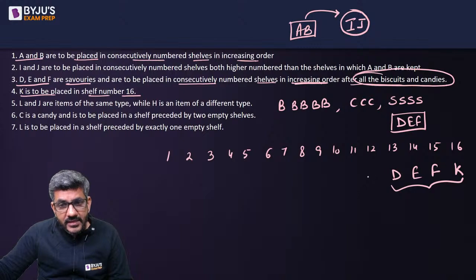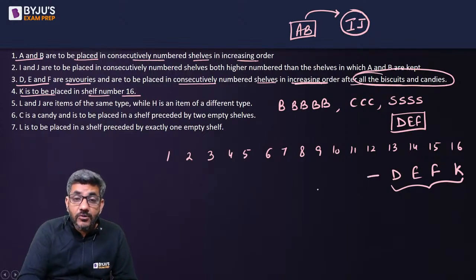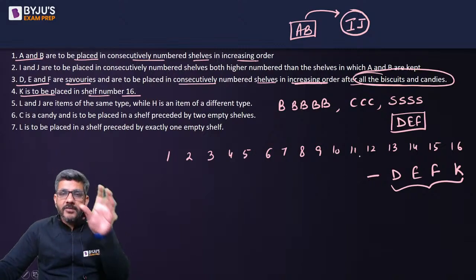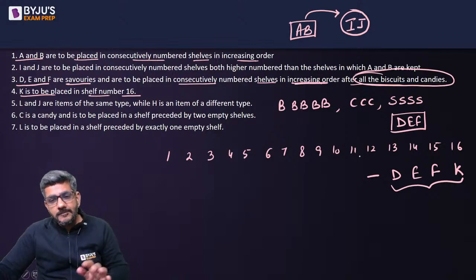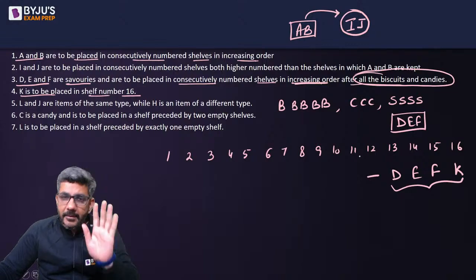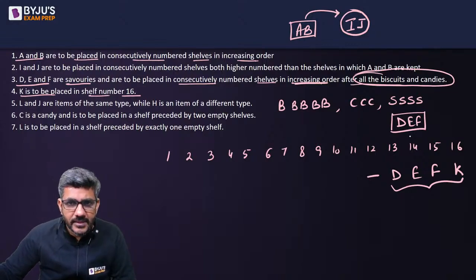इसका सीधा मतलब ये है 12 must be empty. There is a possibility 11 is also empty, but 12 is definitely empty according to this, because between any two types he says at least one empty shelf is also there. So DEFK से पहले एक empty shelf जरूर आएगा. That means 12 must be empty. 11 का भी नहीं पता हम लोगों.